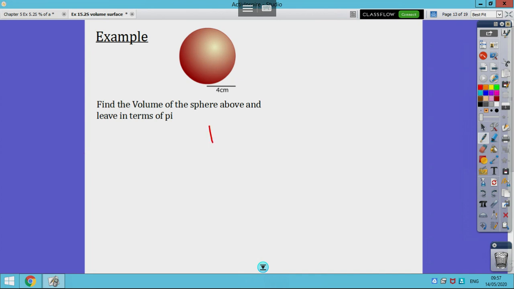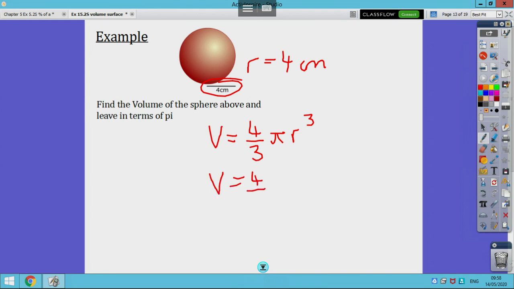So your volume is going to be 4/3 pi r cubed. Now let's see if we can get my cubes and my squares the right way around this today. Now your radius is 4 centimetres and that's given by this length here, the distance from the centre of the sphere to the surface of the sphere. We can just substitute that in. So 4/3 pi times 4 cubed.